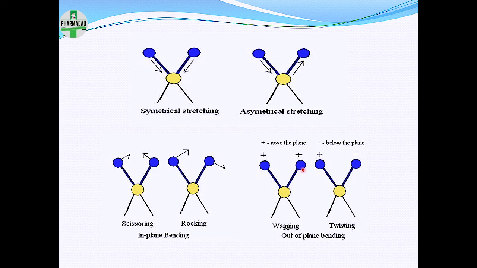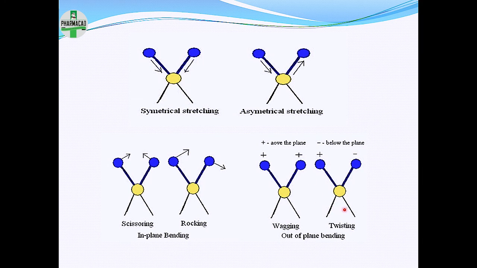Next, we have the above-the-plane or out-of-plane types of bending. First we have wagging, where both the atoms move to one side of the plane. As you can see, both these atoms are moving on the same side of the plane. That is why they are both signified with the plus sign. Such type of vibration is called wagging.